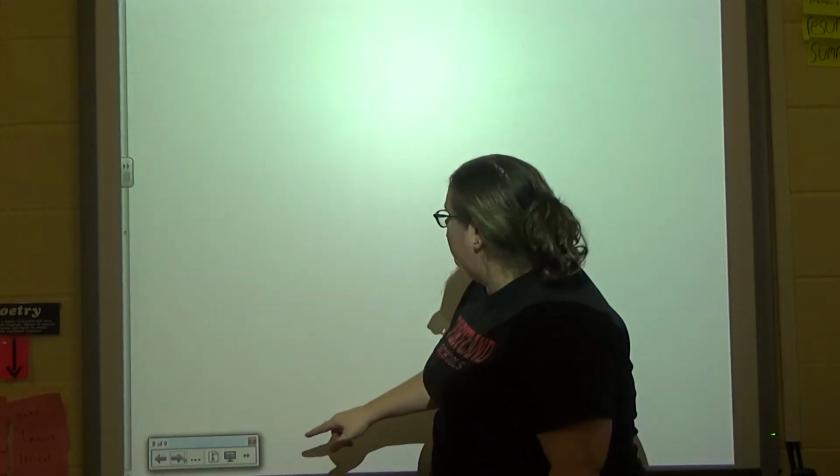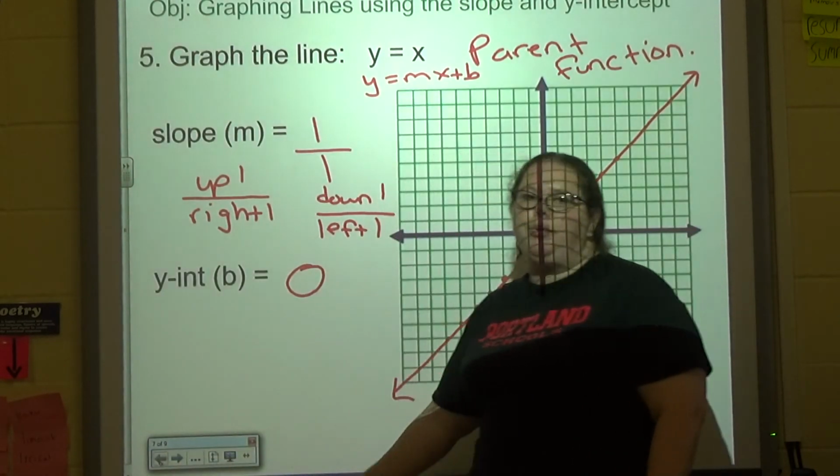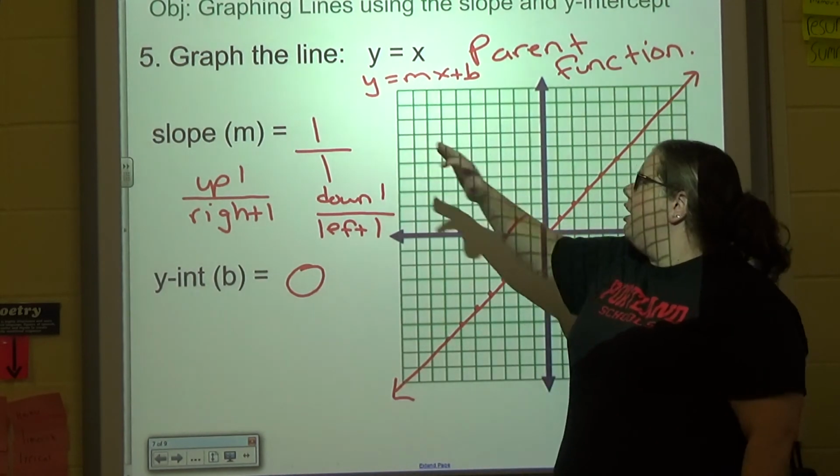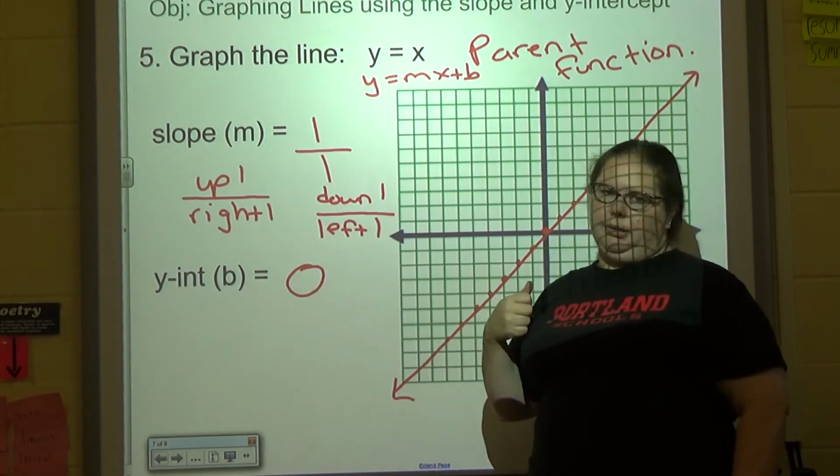Again, for some reason, those really simple ones tend to throw kids off. It's an invisible 1 and an invisible 0.